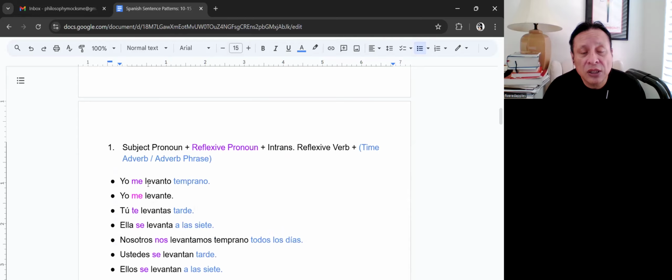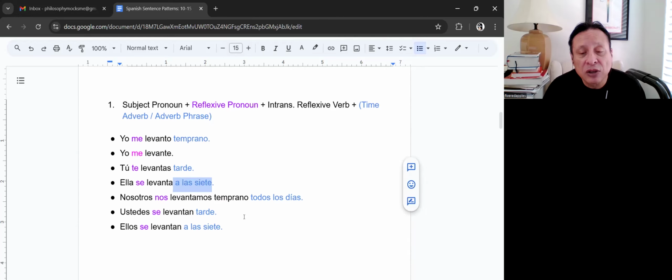Here, this is the exact same thing. Here we have a time adverb, right? Like tarde is a time adverb. Temprano, early, is a time adverb. Tarde is late, is a time adverb. Or we have an adverb phrase, like a las 7, at 7. Todos los días, every day. This is an adverb phrase.